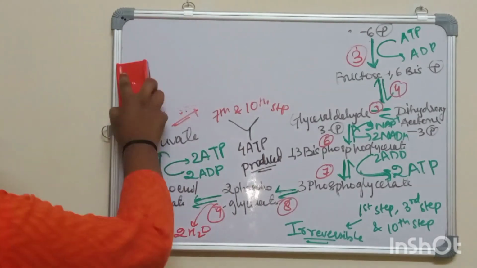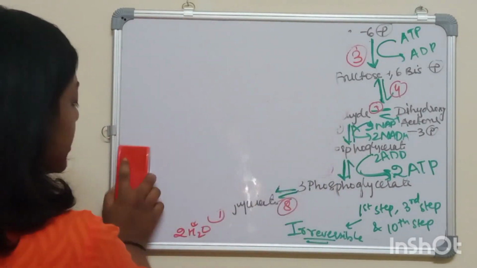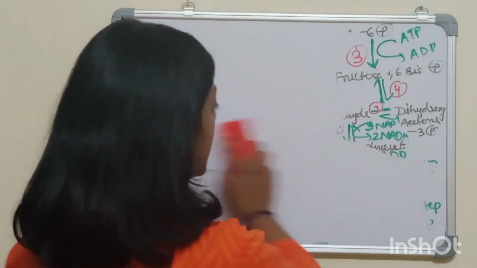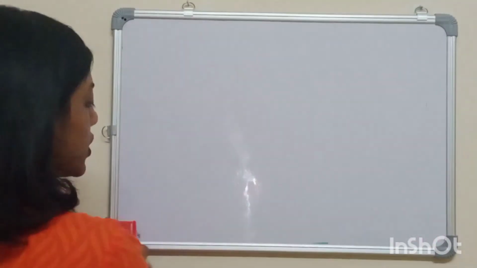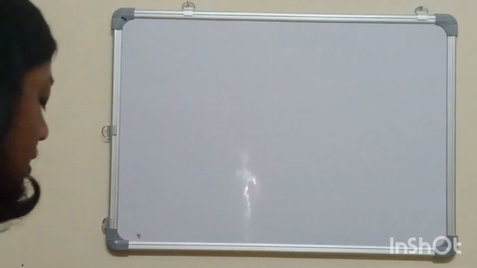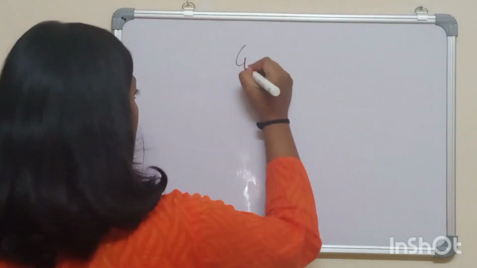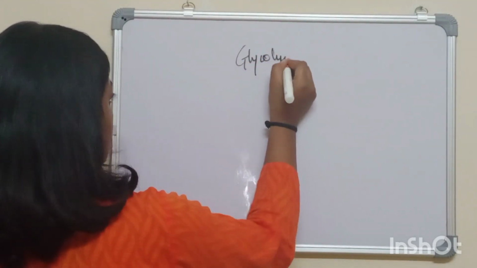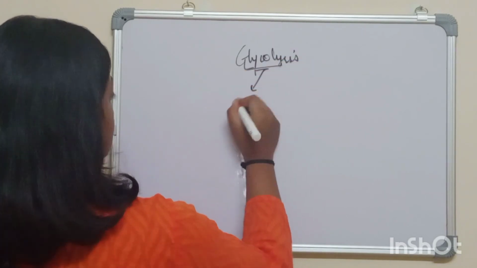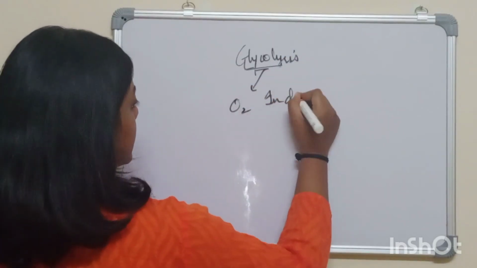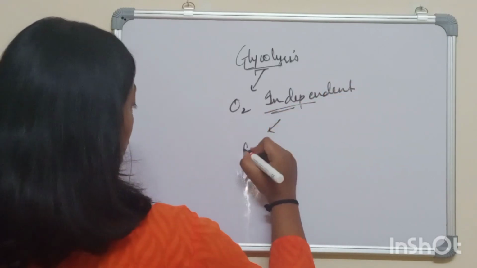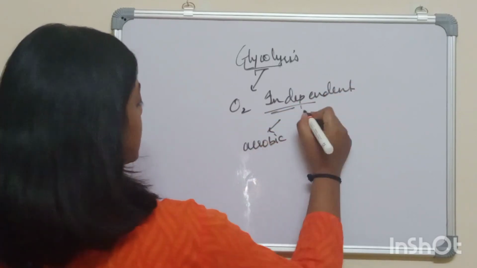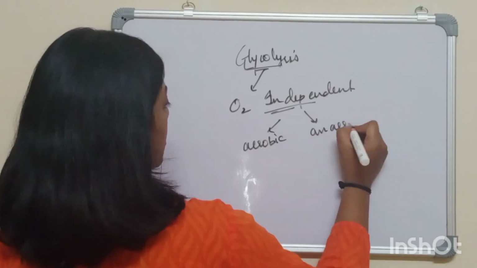And also remember, glycolysis is an oxygen independent process. It can occur both in aerobic and anaerobic conditions. This is also a very important point to remember.